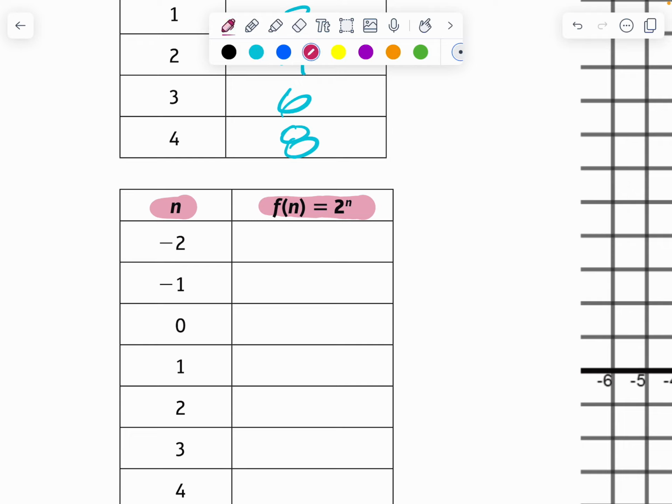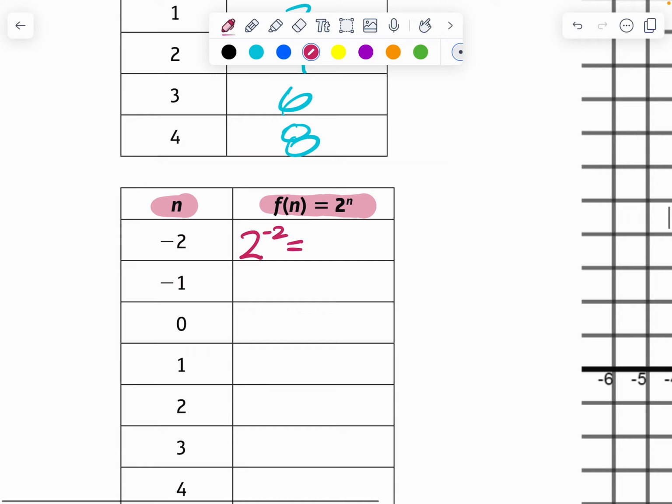All right, so if I plug in 2 to the n, that'd be 2 to the -2. We have a negative exponent, so don't forget we're going to move it. That would be the same thing as 1 over 2 squared, or 1/4. All right, you try it with the next one.